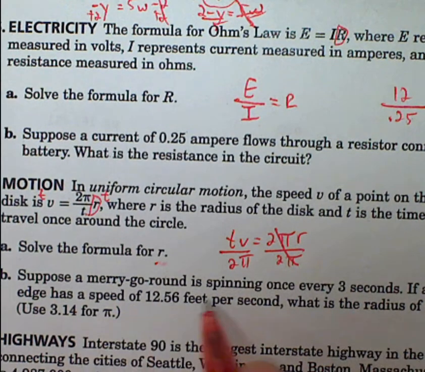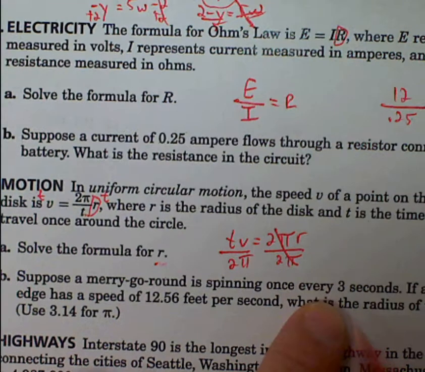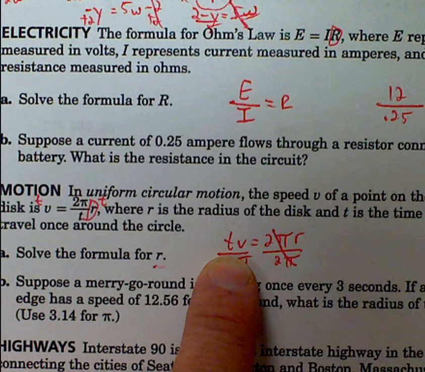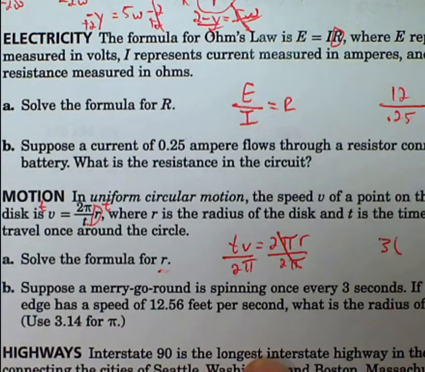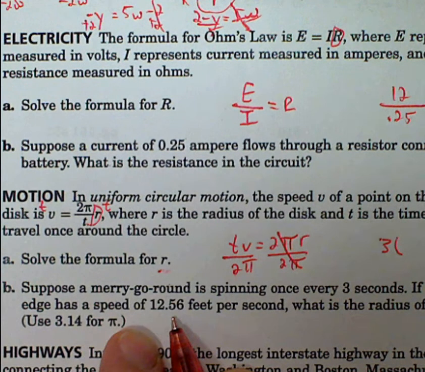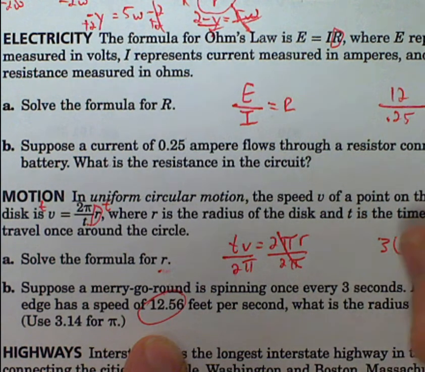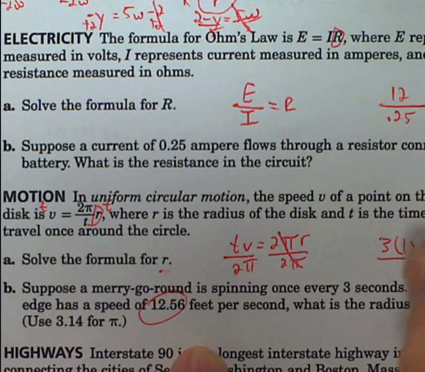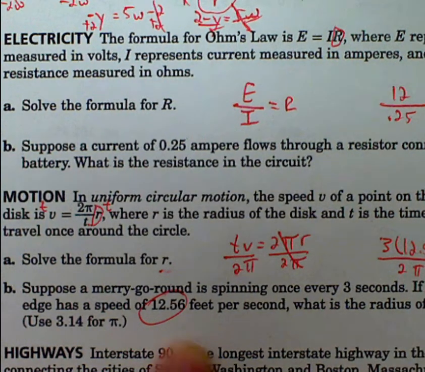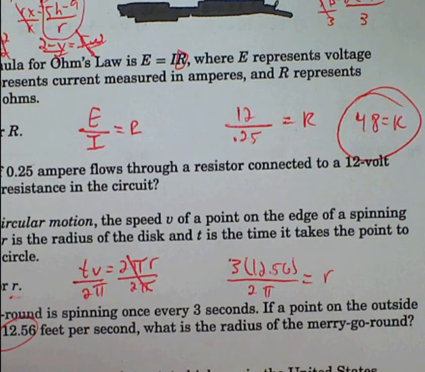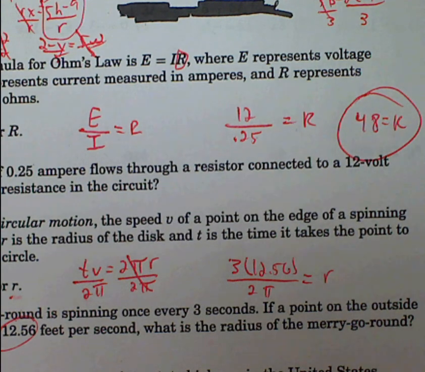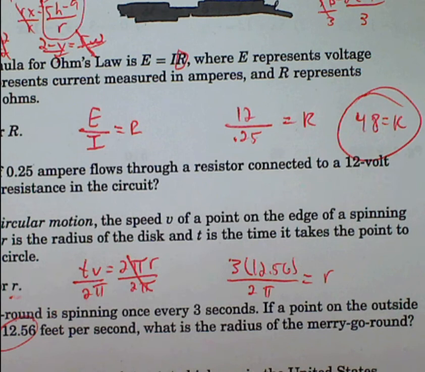Now suppose a merry-go-round is spinning once every 3 seconds. 3 stands for t, that's time. If a point on the outside edge has a speed, so speed would be my velocity, 12.56. And I'm going to divide that by 2 pi. That's going to give me my r. So I have 3 times 12.56. That gives me 37.68. Divide by 2 times 3.14, and I get 6.